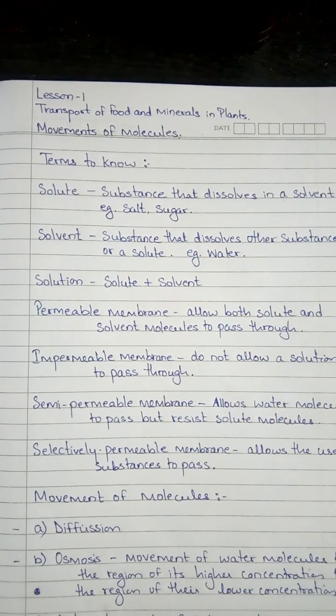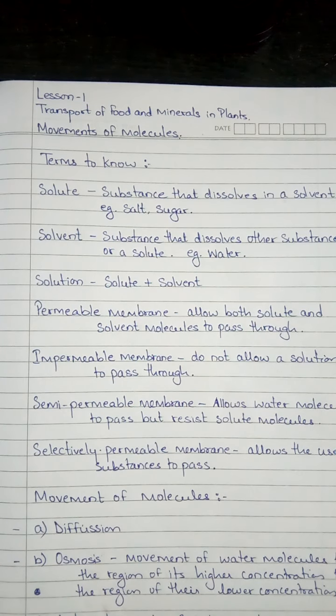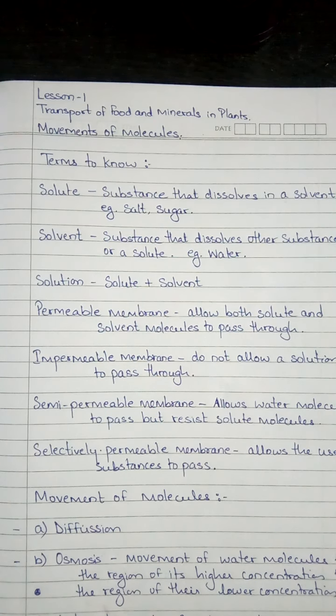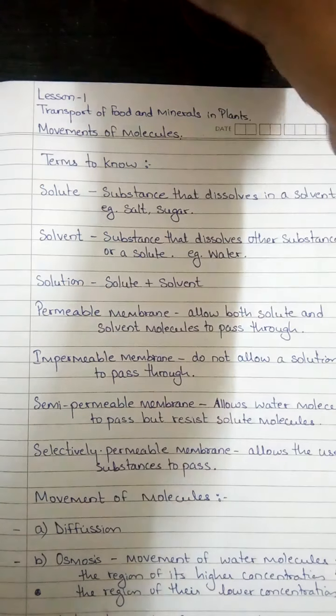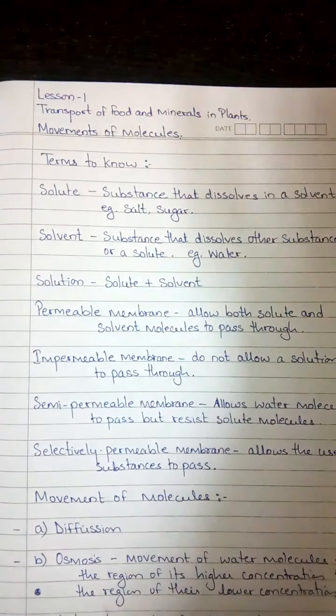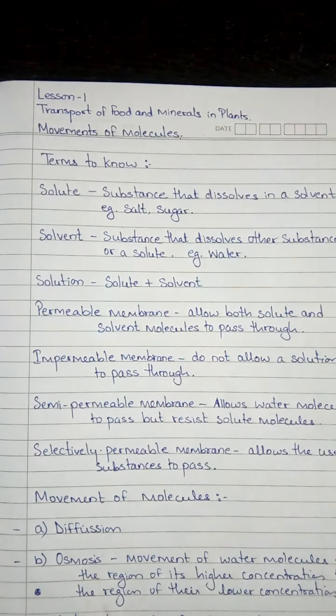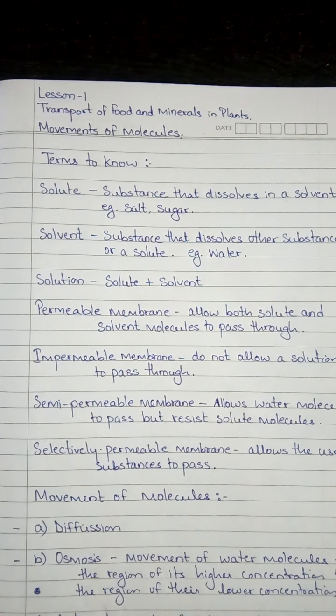Next one is permeable membrane. Now what is a permeable membrane? Permeable membrane is a membrane that allows both solute and solvent molecules to pass through. That means if I want to pass this solution, okay, the solution that I have made, through a tissue paper, will it pass completely? Yes, it will pass through and the color will not remain. This is because the tissue paper is a permeable membrane. It will not hold back this solute, okay, so it will allow everything to pass through. So that is a permeable membrane.